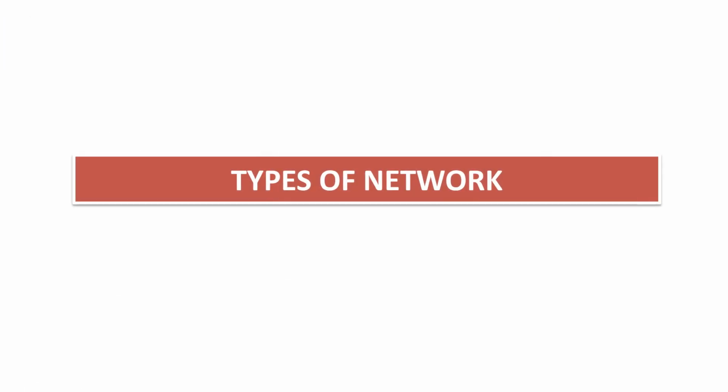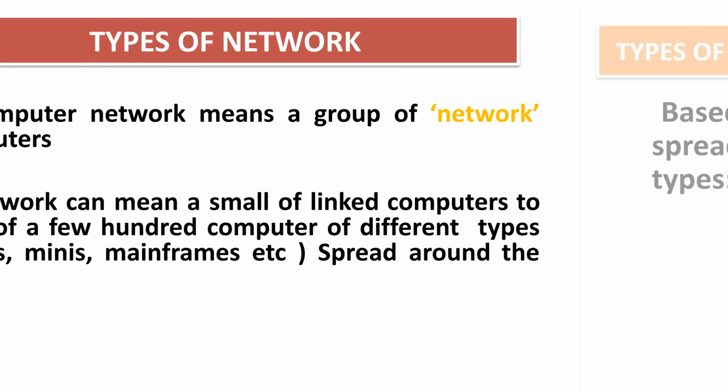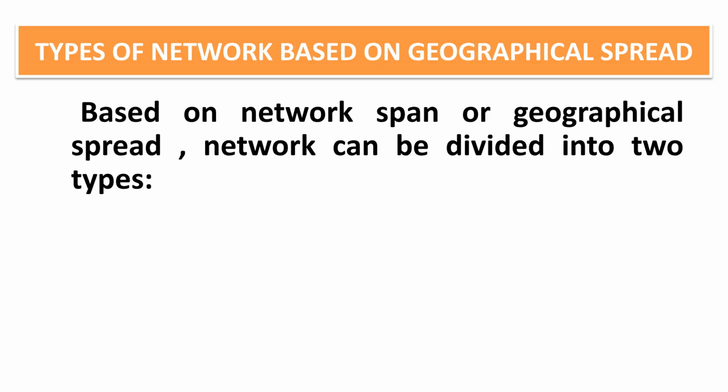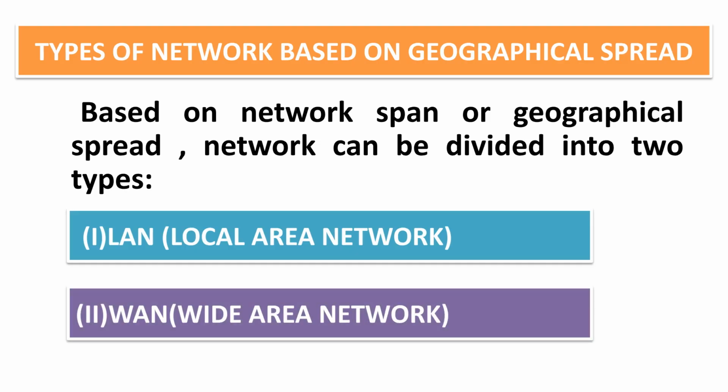With the components understood, let's look at the different types of computer networks. A network can range from a small group of linked computers to a massive chain of hundreds of different devices spread across the globe. Networks are primarily classified based on their geographical spread, most notably into local area networks or LANs, and wide area networks or WANs.